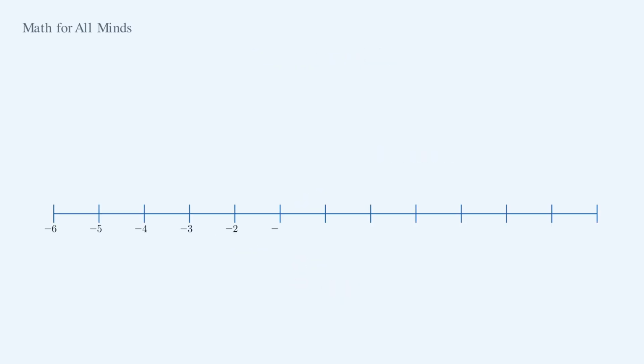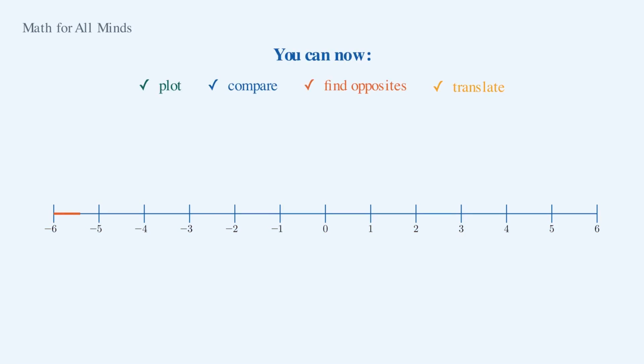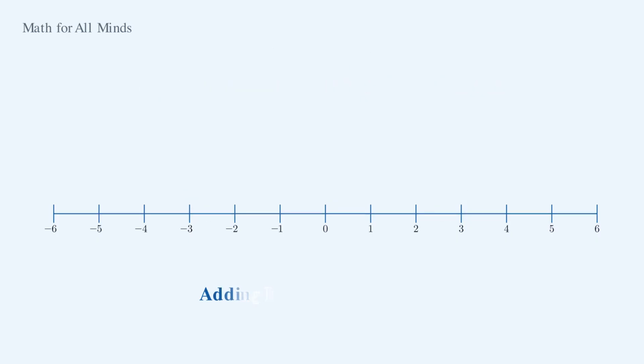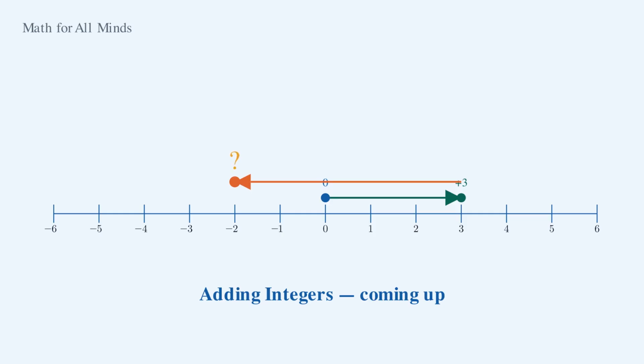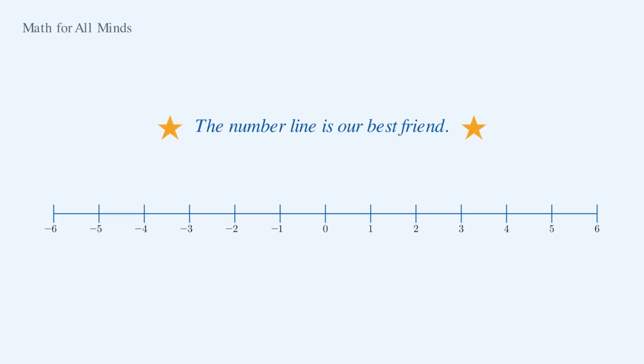You just met an entire new half of the number line. You can plot negative numbers, compare them, find their opposites, and translate real situations into integers. Next time, what happens when we add two negative numbers together, or a negative and a positive? The number line is about to become our best friend.